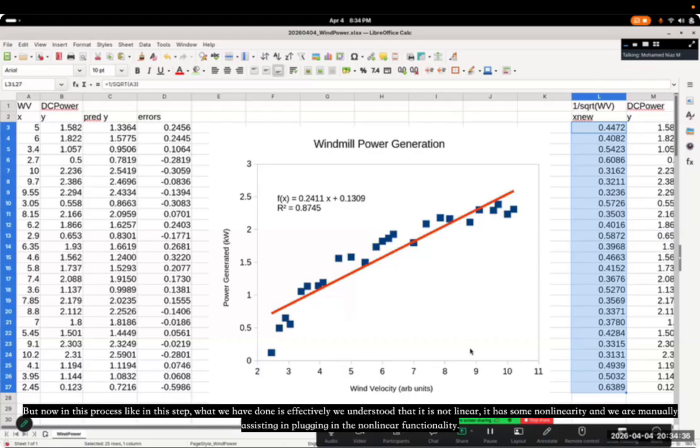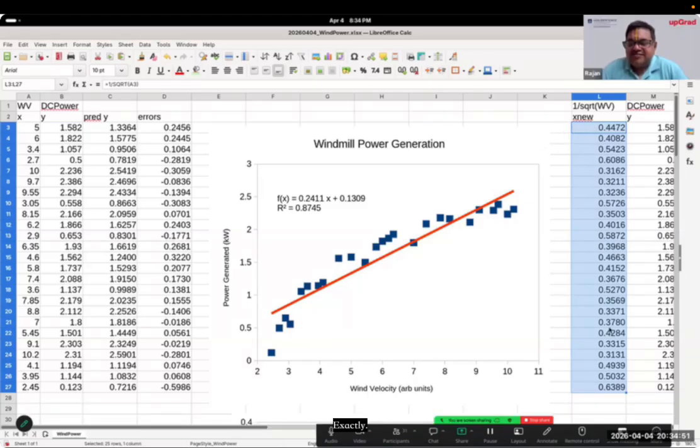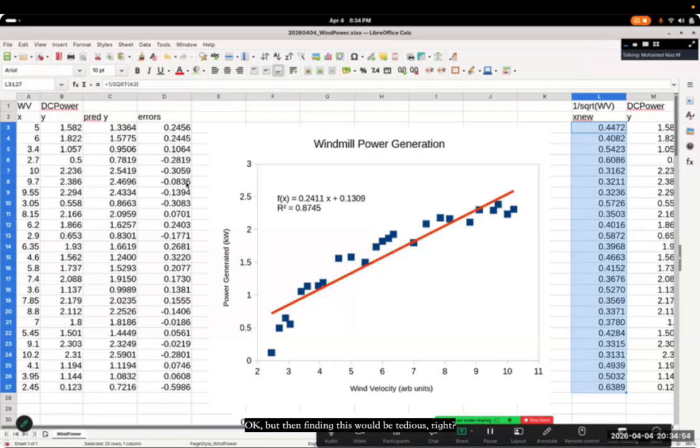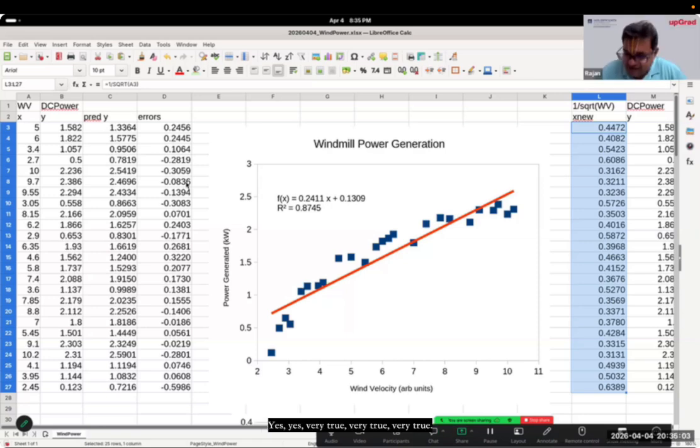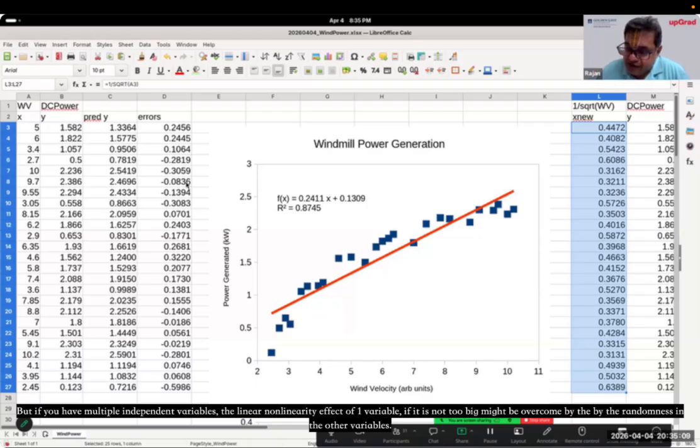At the end of the day, in this step, what we have done is that effectively we have understood that the model is not linear, it gives you some non-linearity, and we are manually plugging in age 35, and it gives some non-linear probability. Is it correct? Exactly. Let's say it gives a probability of 0.89, very close to 1, but actually your actual probability is 0. Finding this would be tedious, especially when it becomes multi-variable linear regression. If we have multiple independent variables, the non-linearity effect is another case, where for age 33, if it is not too big, it gives a value.